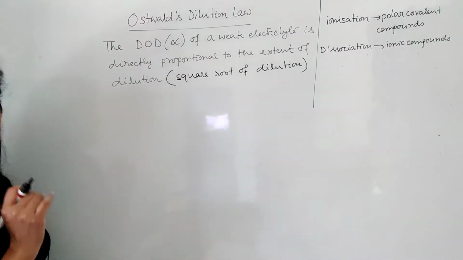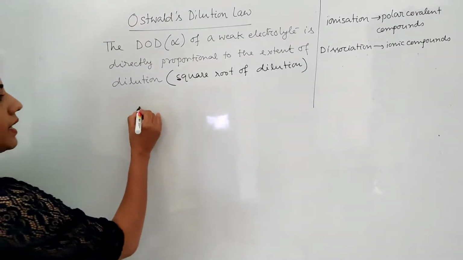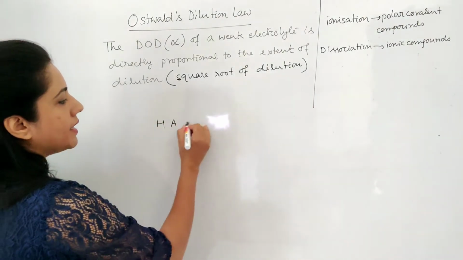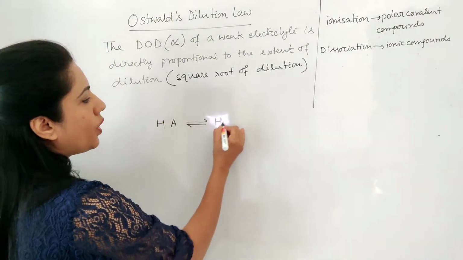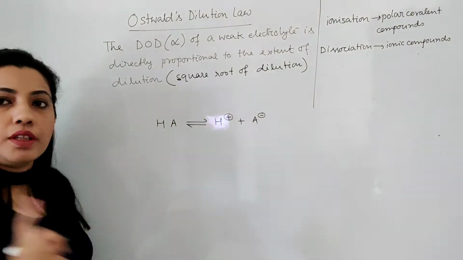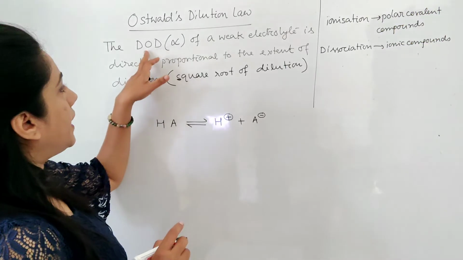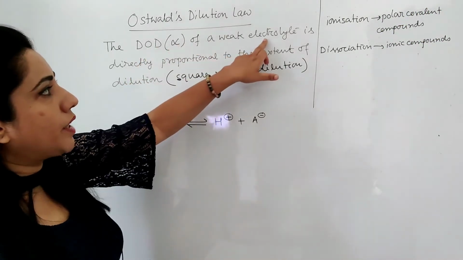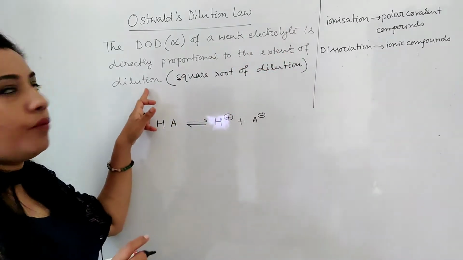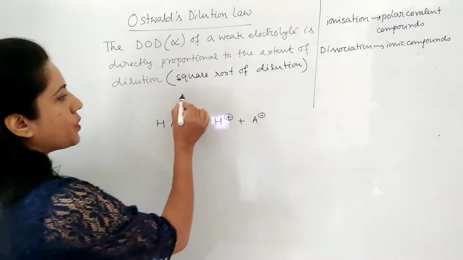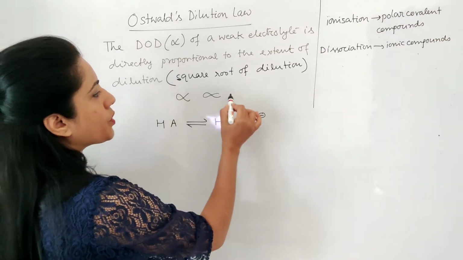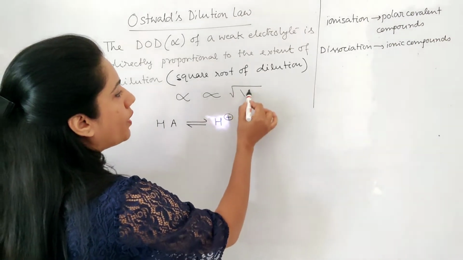Now let us take one example over here. We are taking an example of HA acid, a weak acid, dissociating into H plus and A minus. What does Ostwald's law say? The degree of dissociation of a weak electrolyte is directly proportional to the extent of dilution. Degree of dissociation is denoted by alpha. Alpha is directly proportional to the square root of dilution.